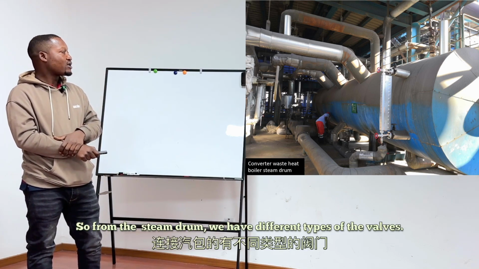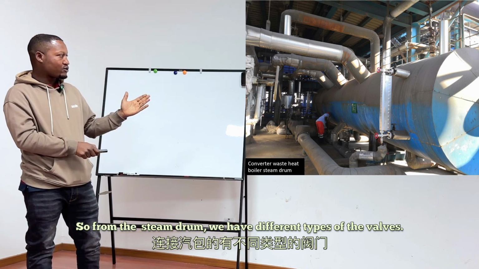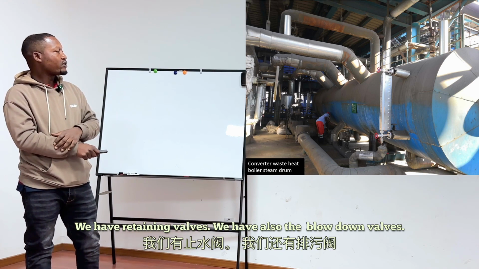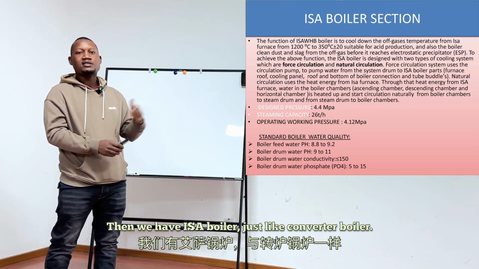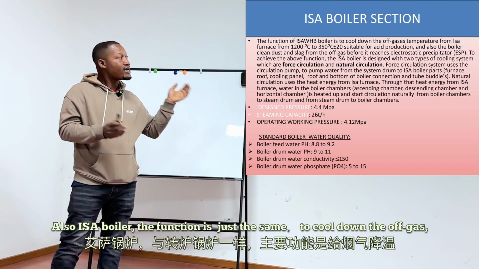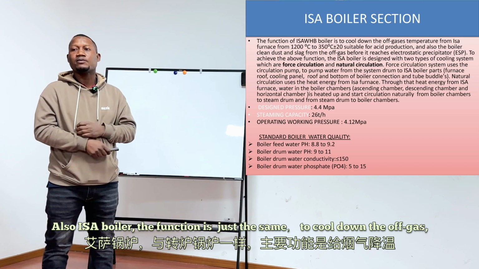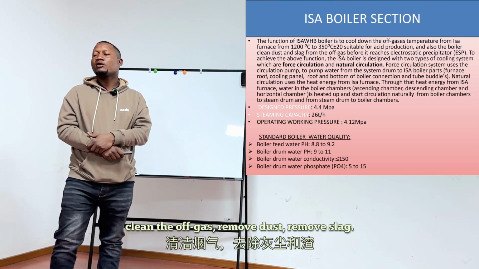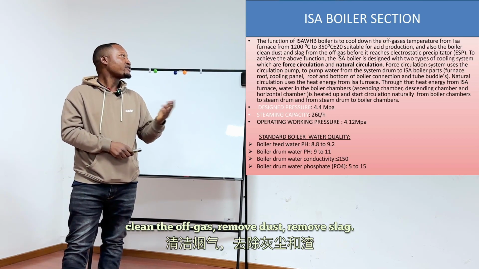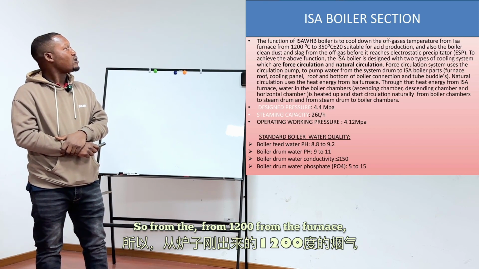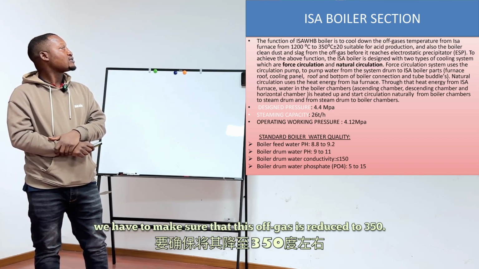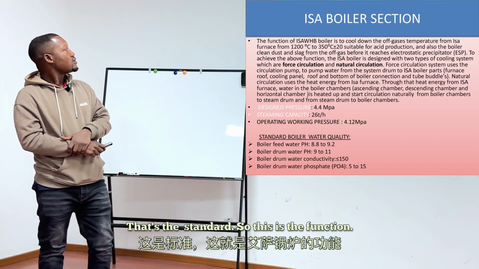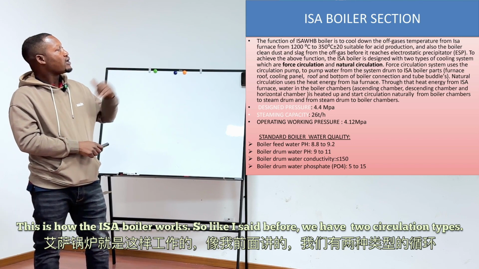So from the steam drum, we have different types of valves. We have retaining valves. We have also the blow down valves. Then we have the ISA boiler. Just like the converter boiler, the ISA boiler function is just the same: to cool down the off gas, clean the off gas, remove dust, remove sludge. From 1,200 at the furnace, we have to make sure that this off gas is reduced to 350. That's the standard. This is how the ISA boiler works.